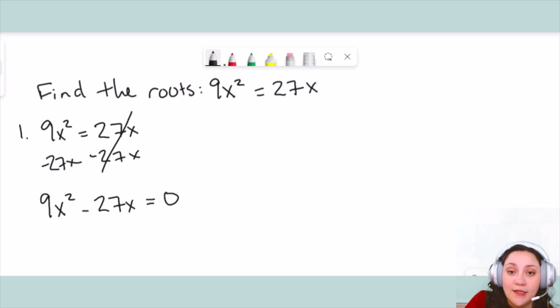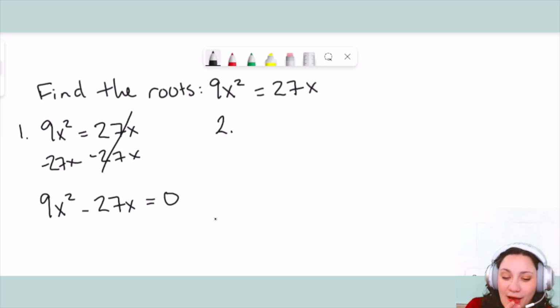Now notice that I do not have a constant term. But that's okay. Sometimes we don't have a constant term, or maybe even an x term. As long as everything is in descending order and we have that x² term there, we know that we're okay. So the second step is to factor.